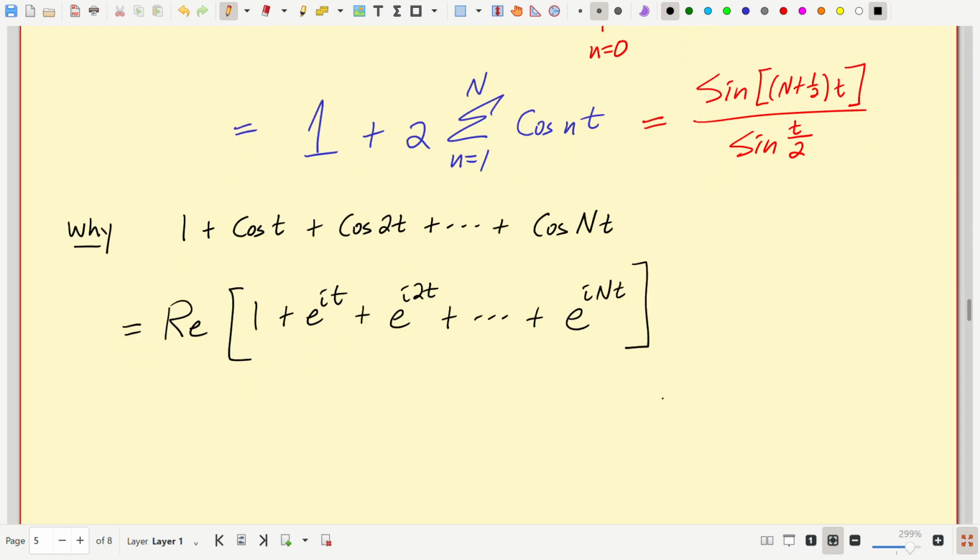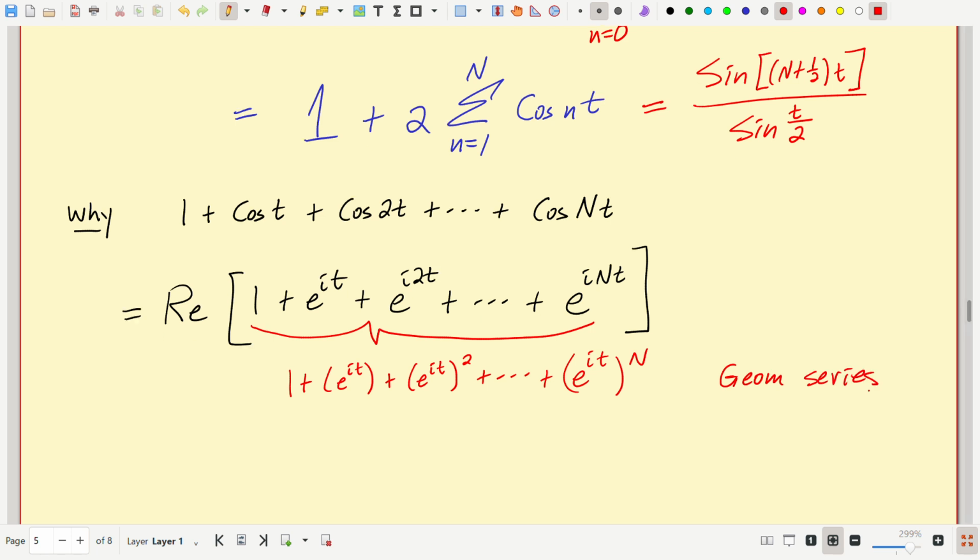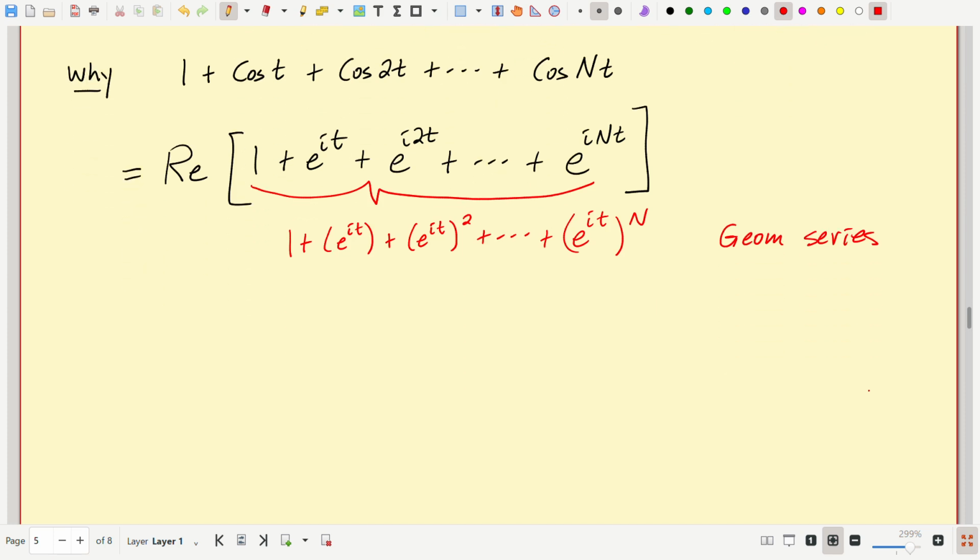And then you look at that for a second and realize that is a geometric series because of de Moivre's formula. That's 1 plus e to the it, plus e to the i2t, which is e to the it squared, plus dot dot dot plus e to the it to the nth power. A geometric series. And the thing you learned in junior high school or someplace about summing a geometric series works just fine in the complex setting.